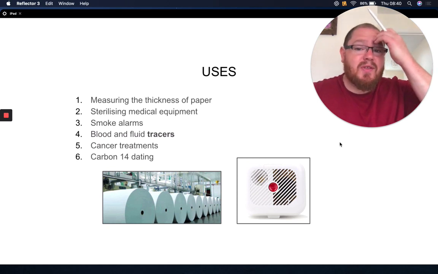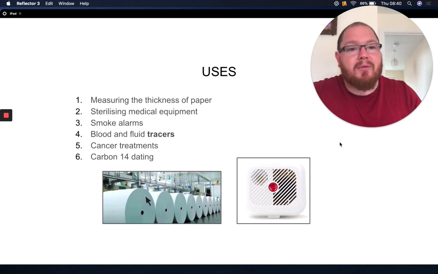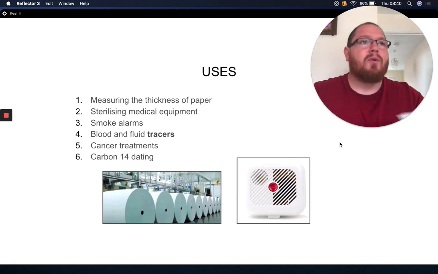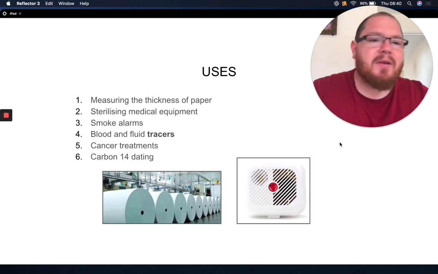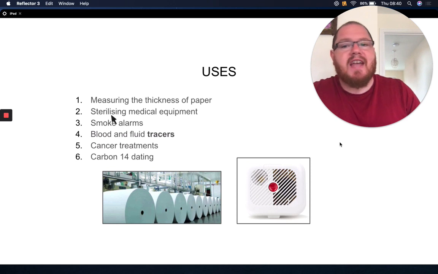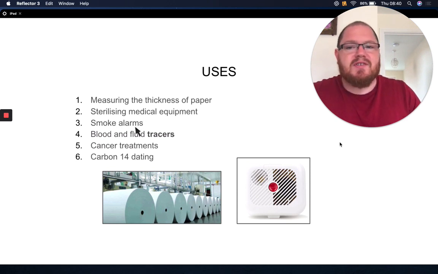So we've got measuring the thickness of paper. So these paper rolls, they're going to use beta particles for that. Obviously, they need alpha to go through the paper. But again, this is something we'll go through with the exam-style questions. Gamma is used to sterilize medical equipment. Beta is used in smoke alarms.